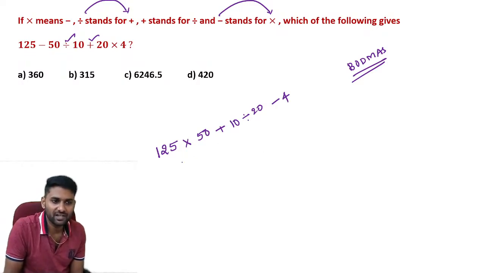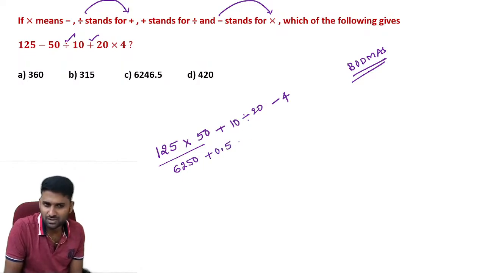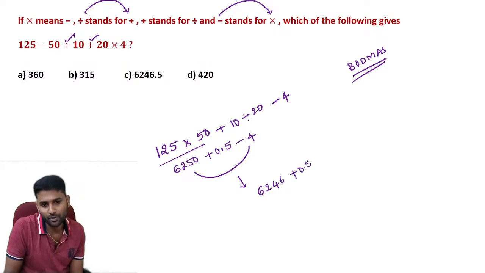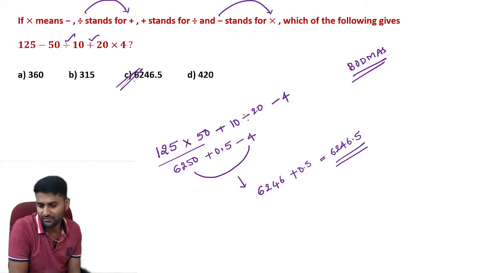Now go through the simplification here. See, 125 is multiplied with 50, so 6250. 10 by 20 is 1 by 2, which is 0.5. Minus 4: 6250 minus 4 becomes 6246. Now you have to add 0.5 units, then it becomes 6246.5. So C is the correct simplification answer.